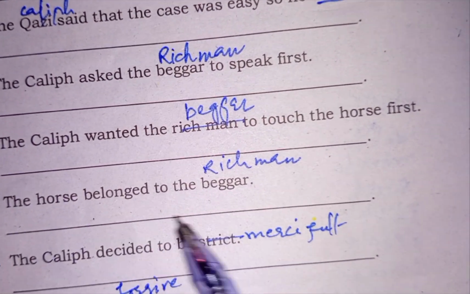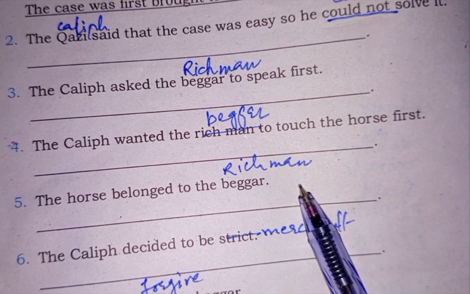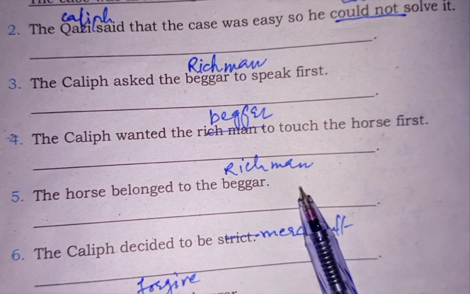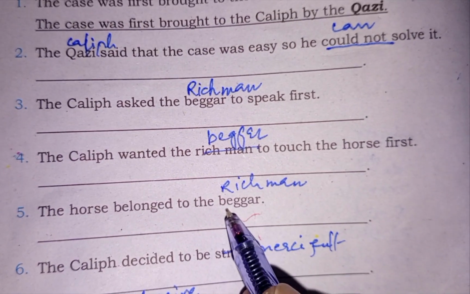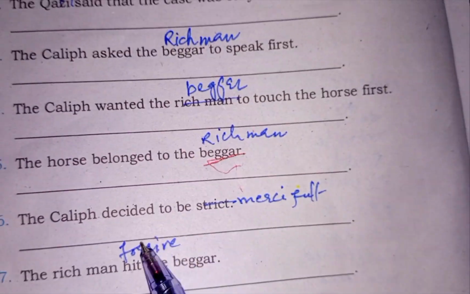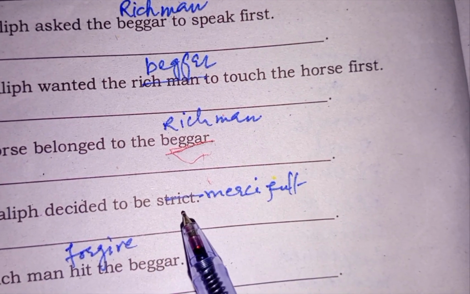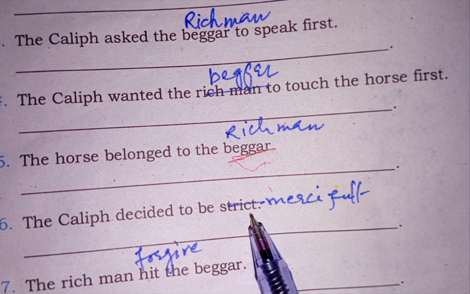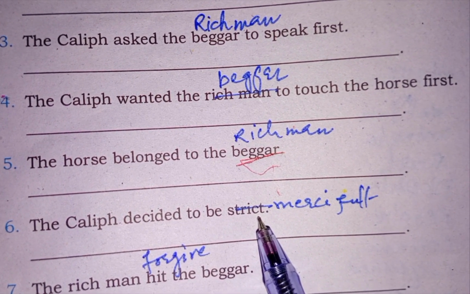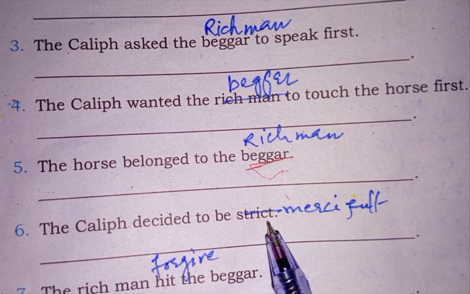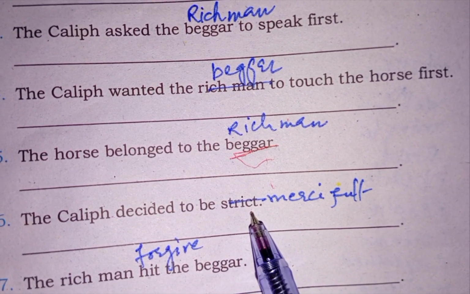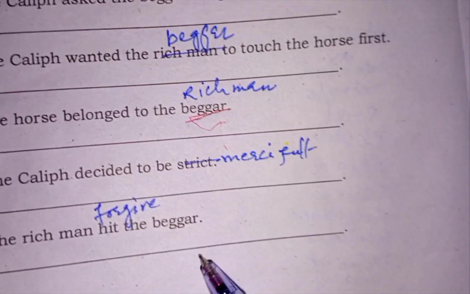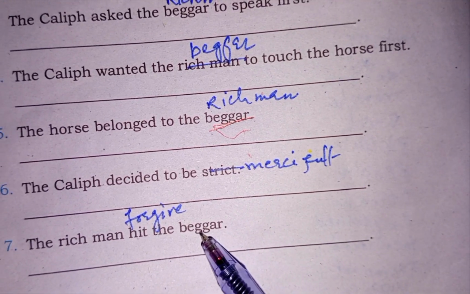5. The horse belonged to the beggar. As we know from the story, the horse belonged to the rich man. So here instead of beggar we have put the rich man. The Caliph decided to be strict. We have noticed in the text that the Caliph was strict in the beginning, but at the reaction of the rich man he became merciful. So here we put merciful.